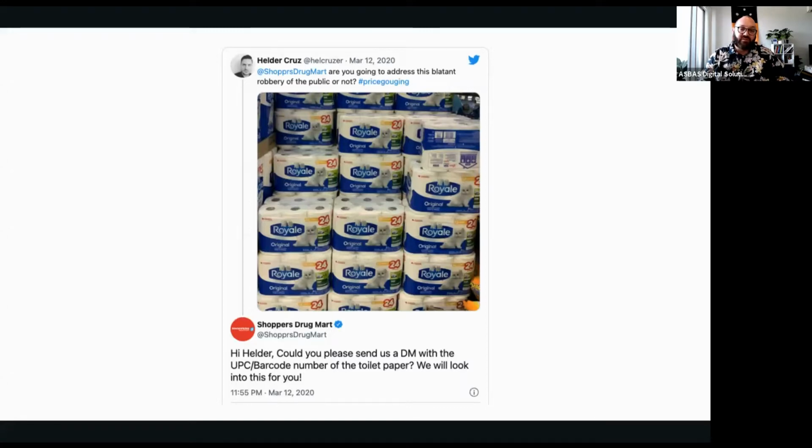We'll look into it for you because, obviously, I know it's not right and they want to address this situation for him. They're not trying to block it. They're not trying to cover it up. They're not trying to sue people for posting the photo of overpriced toilet paper. All they're trying to do is say, we're not sure what's going on right now. Can you do this for us so we can work it out?